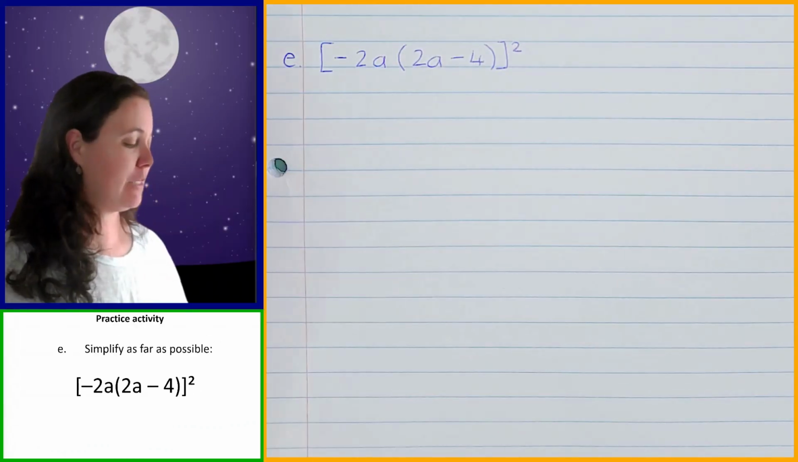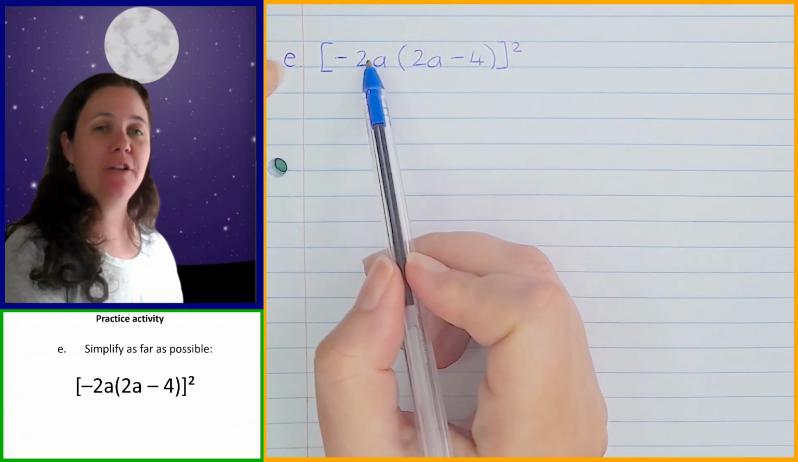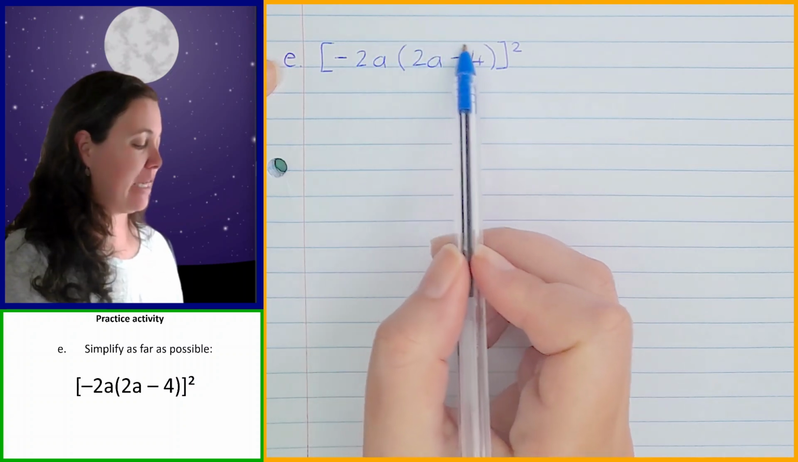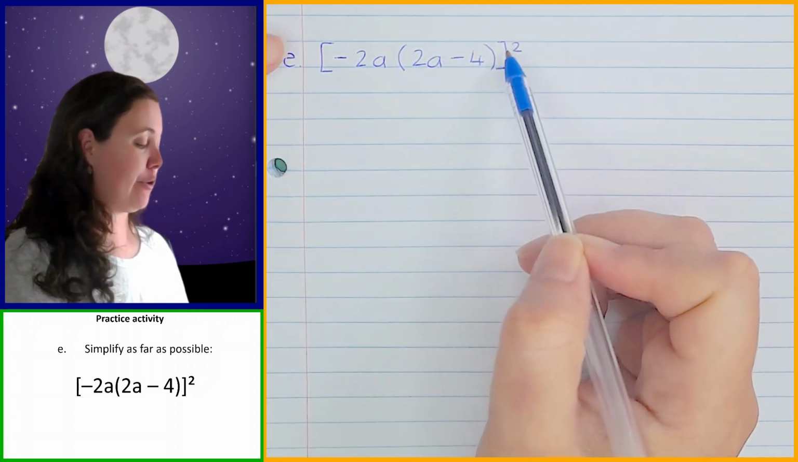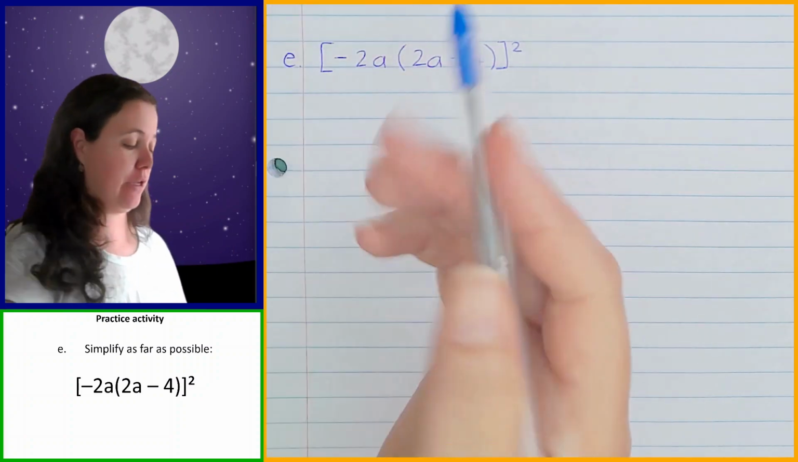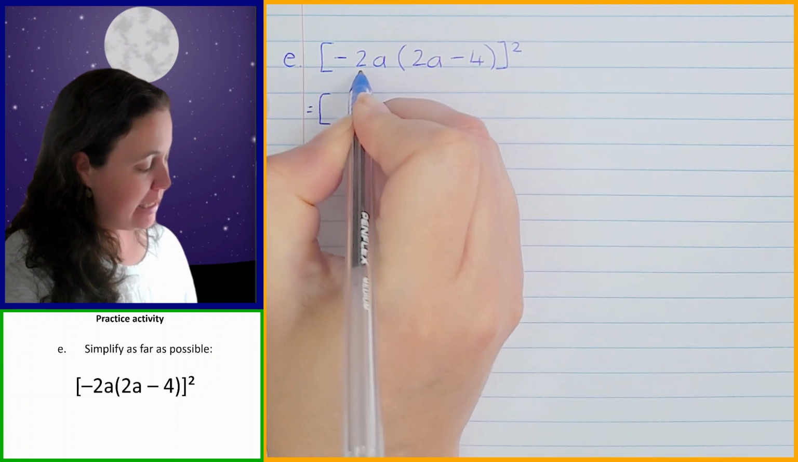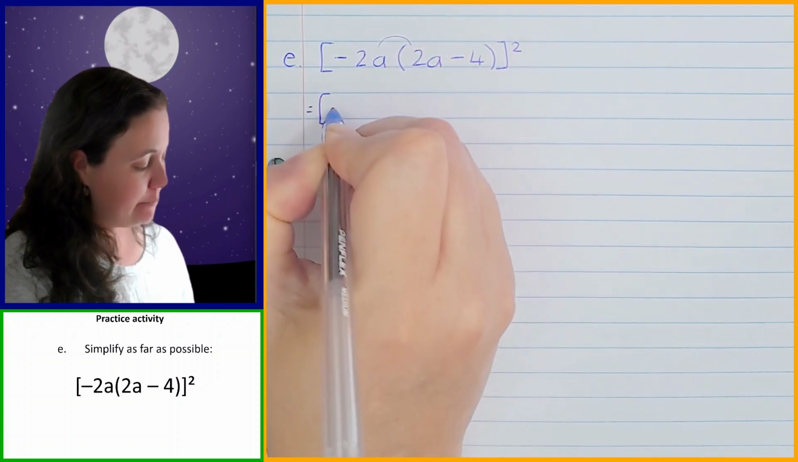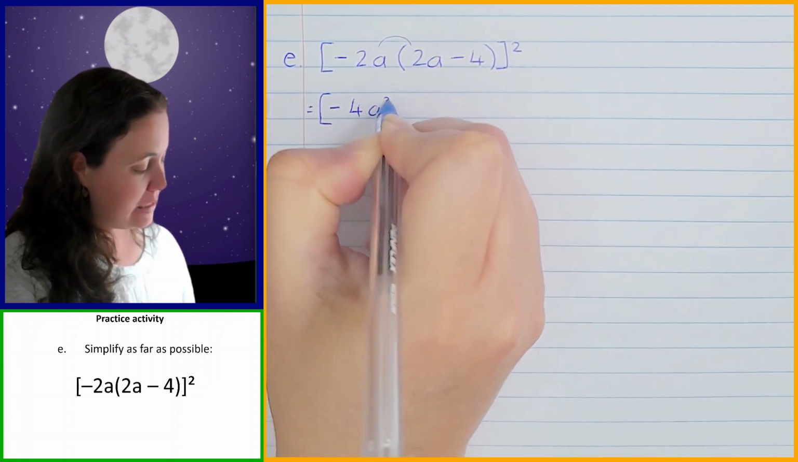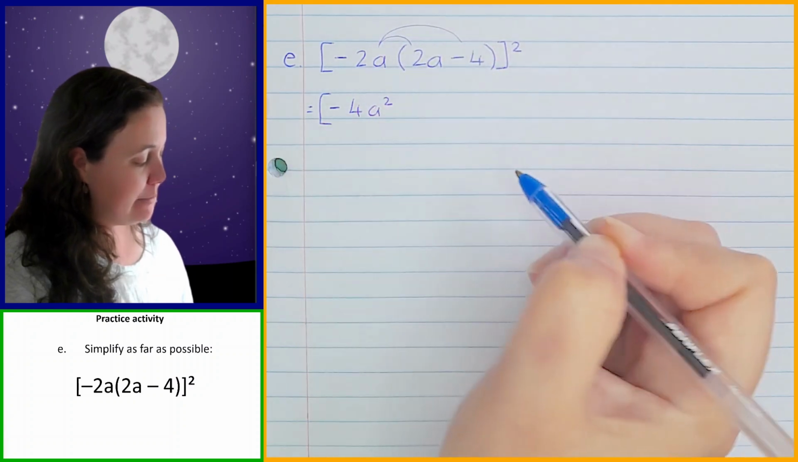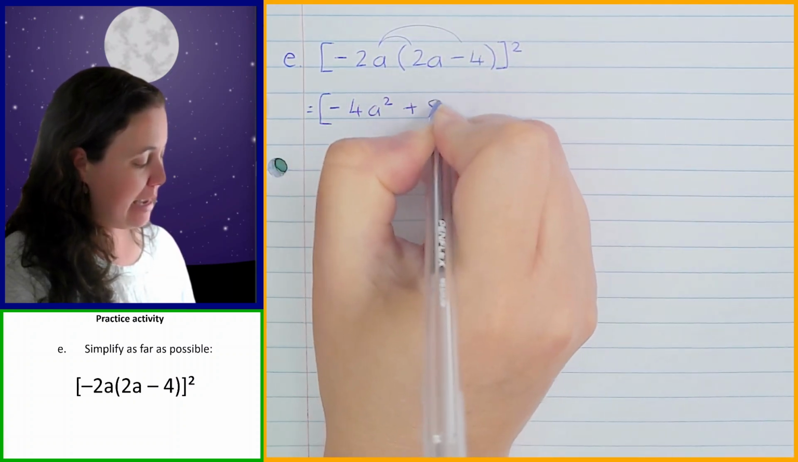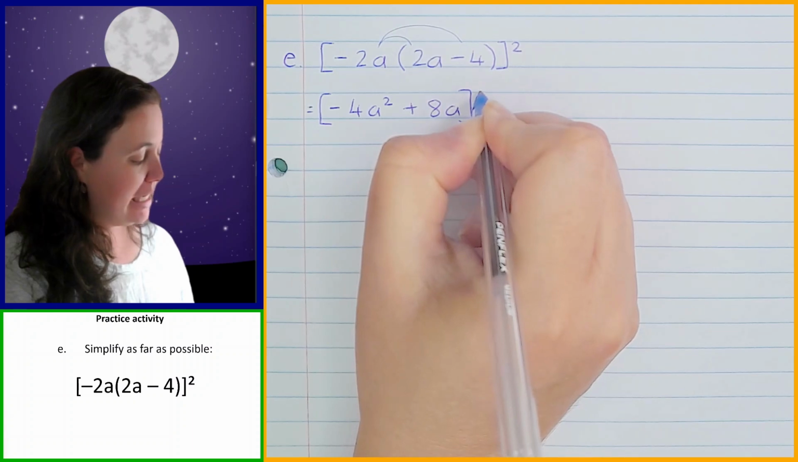Right, so the first thing I'm going to do in this question is multiply this negative 2a into these brackets over here, and then I'm going to square it because the square is outside everything. So I'm first going to multiply this in over here. Negative 2a times 2a gives me negative 4a squared, and then negative 2a times negative 4 is positive 8a. And then I need to go and square that.